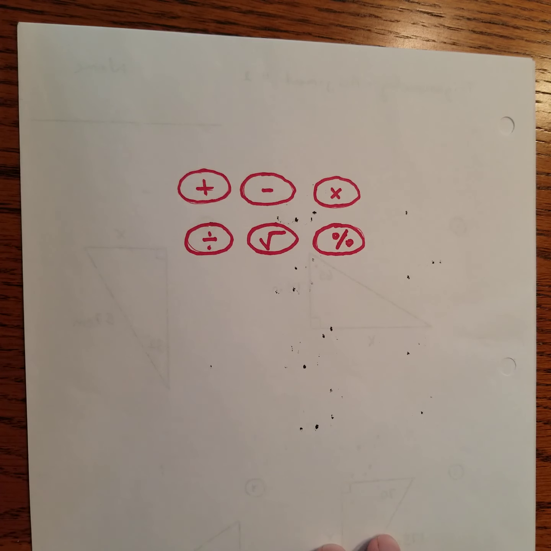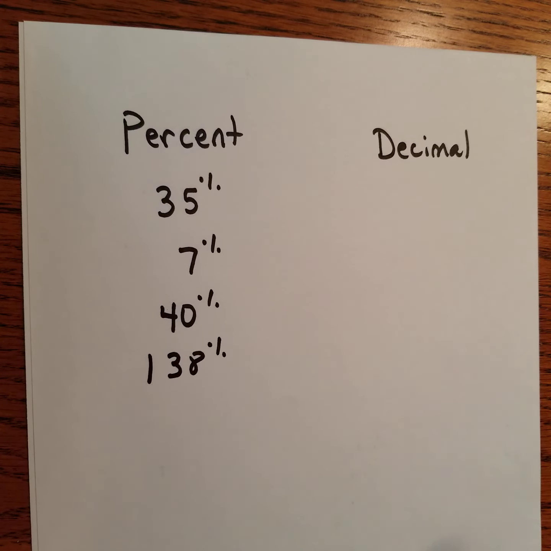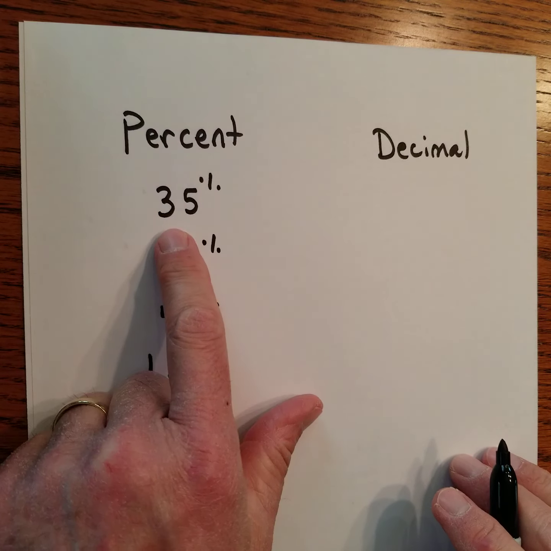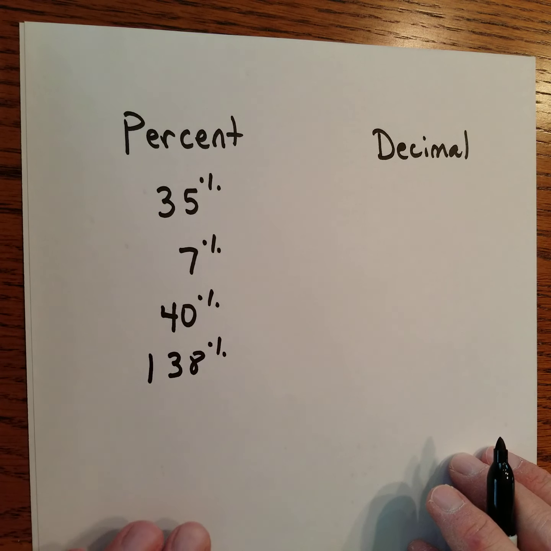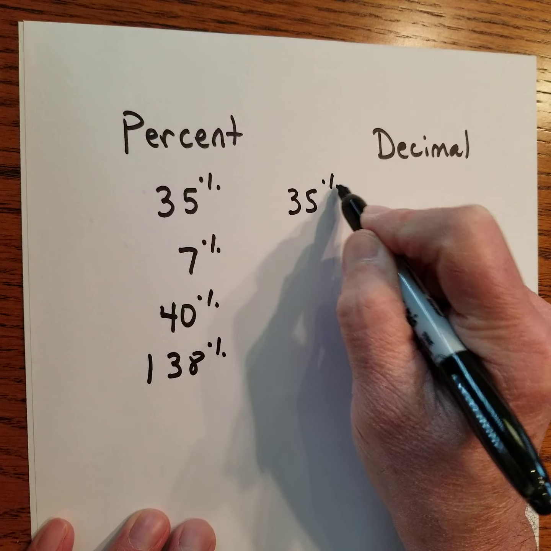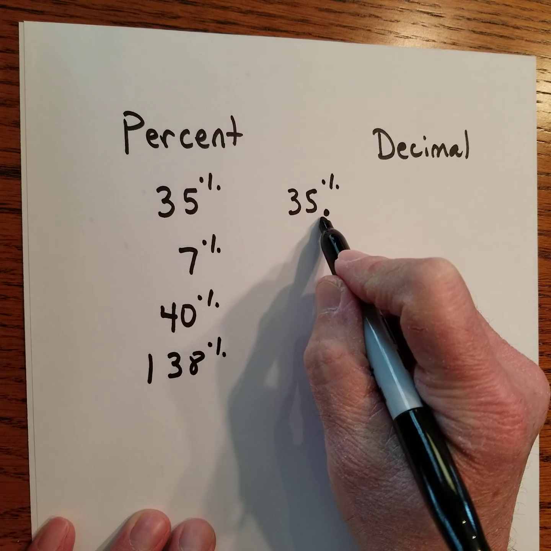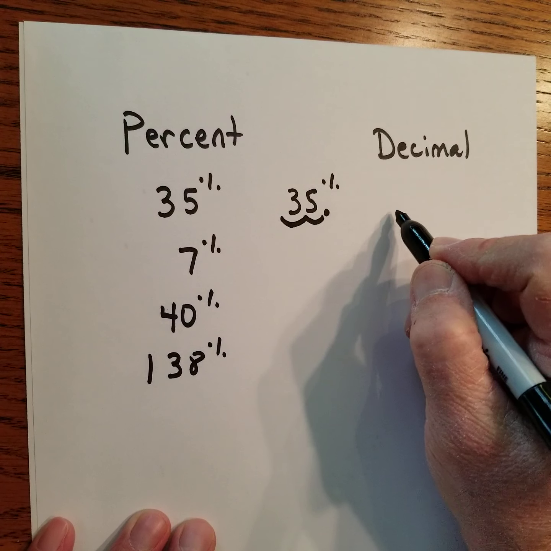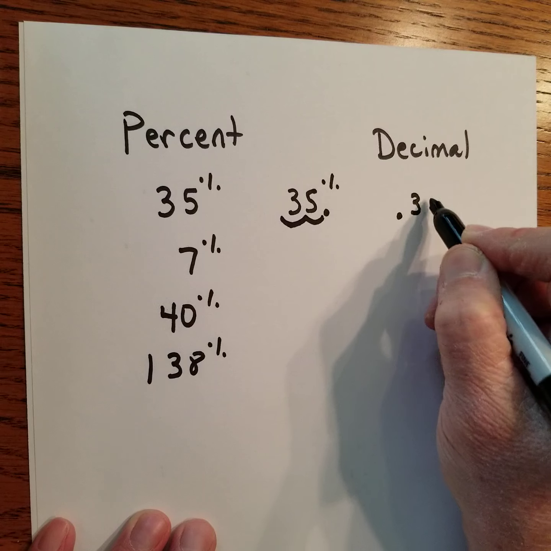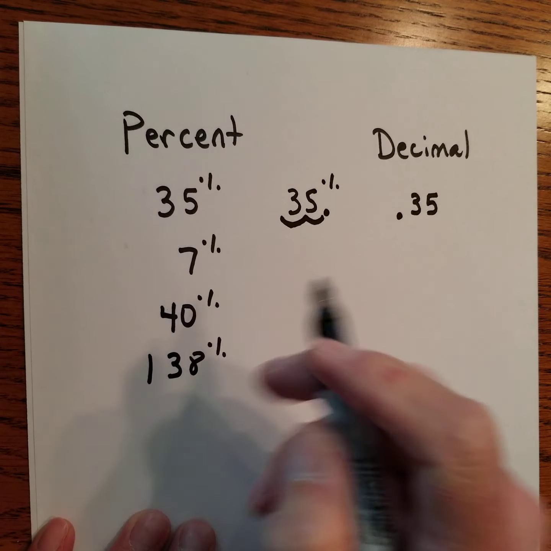Here's a couple of things to keep in mind as we get started. A little bit of review. Do you recall from previous work how to change a percent into a decimal? Here's the way we do it. If I have 35%, I know there is a decimal point right there. To change a percent into a decimal, we move the decimal point 2 spots to the left, making that 0.35.